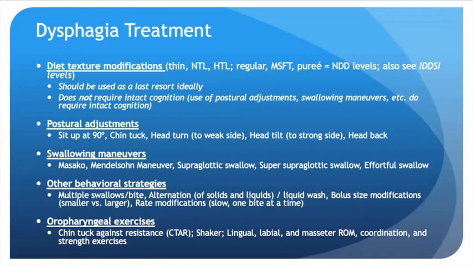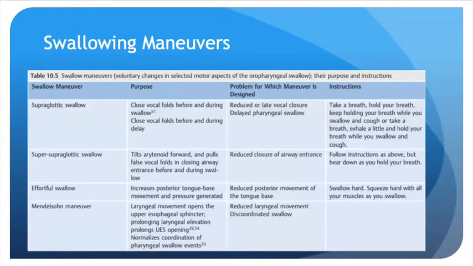Bolus size modifications might be advised. So a smaller bolus, if the patient is aspirating or has signs or symptoms of aspirating on moderate to larger size boluses. You can use rate modifications, so slowing down, maybe using one bite at a time. A variety of oropharyngeal swallowing exercises, so chin tuck against resistance or CTAR, the Shaker exercises, lingual, labial, masseter range of motion, coordination and strength exercises. So here are a few swallowing maneuvers: the supraglottic swallow, the super-supraglottic swallow, the effortful swallow and the Mendelsohn maneuver, provided by your book.